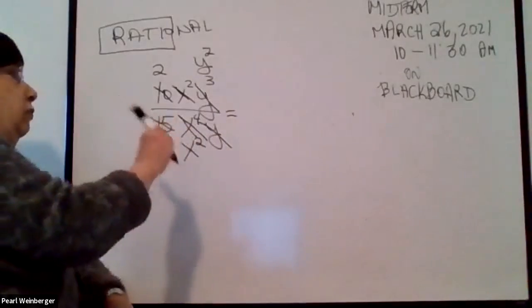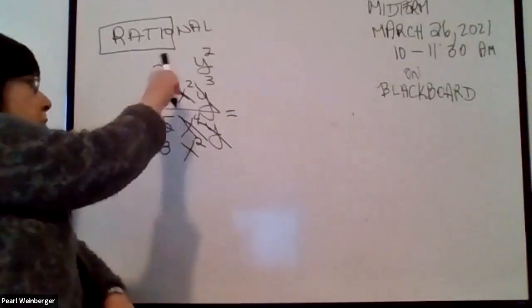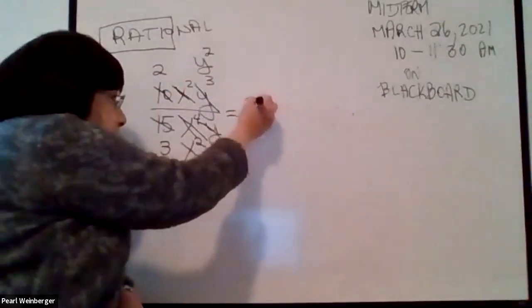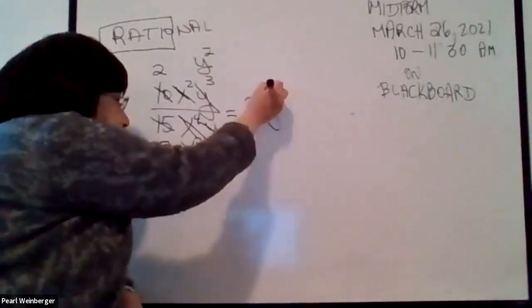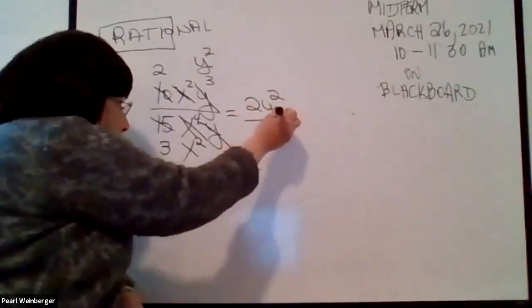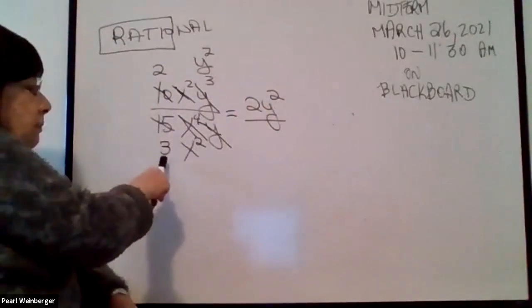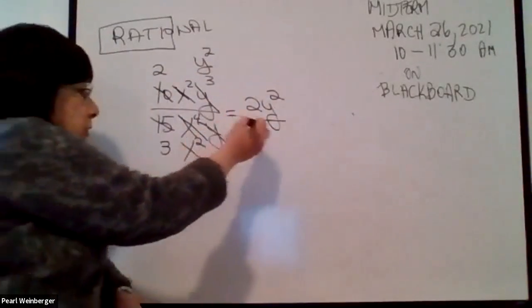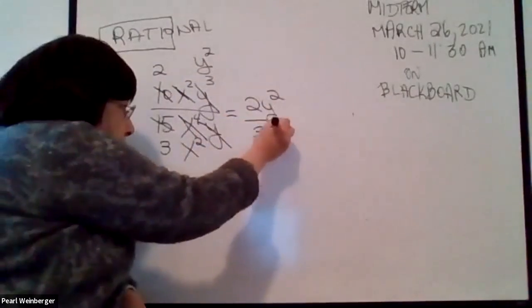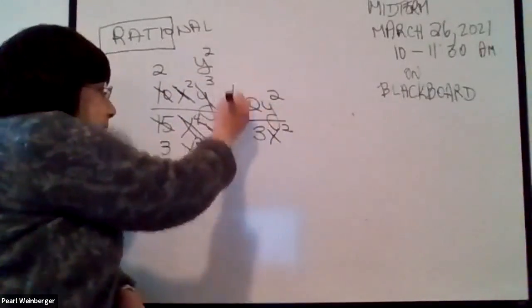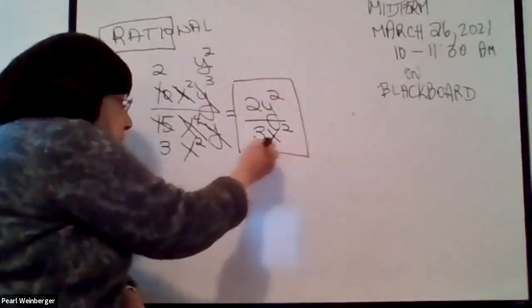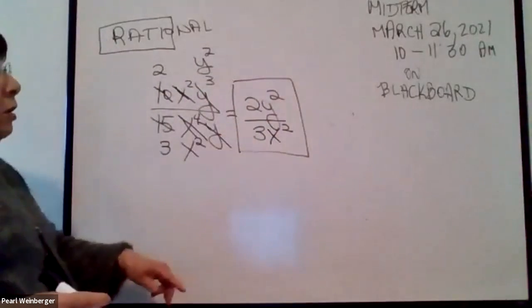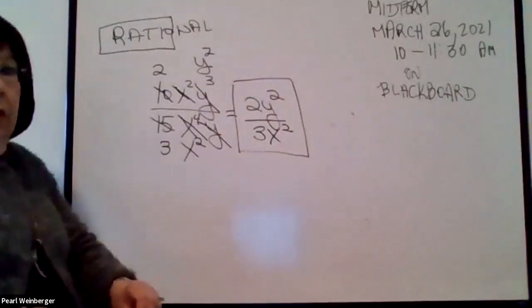So then I look at what I'm left with. I am left with a 2 and a y squared on top. So my numerator, my top, is 2y squared. In my denominator, I have a 3x squared. So that's my denominator. And my answer has become reduced: 2y squared over 3x squared.